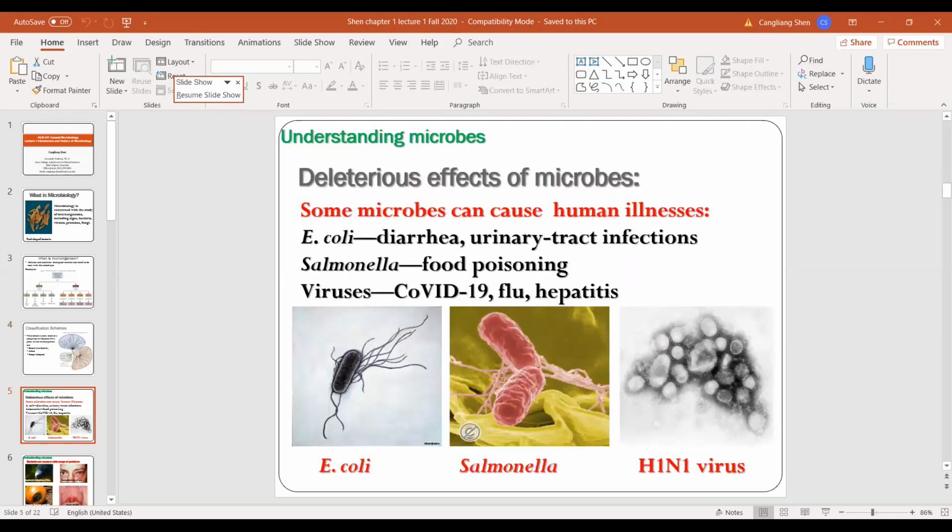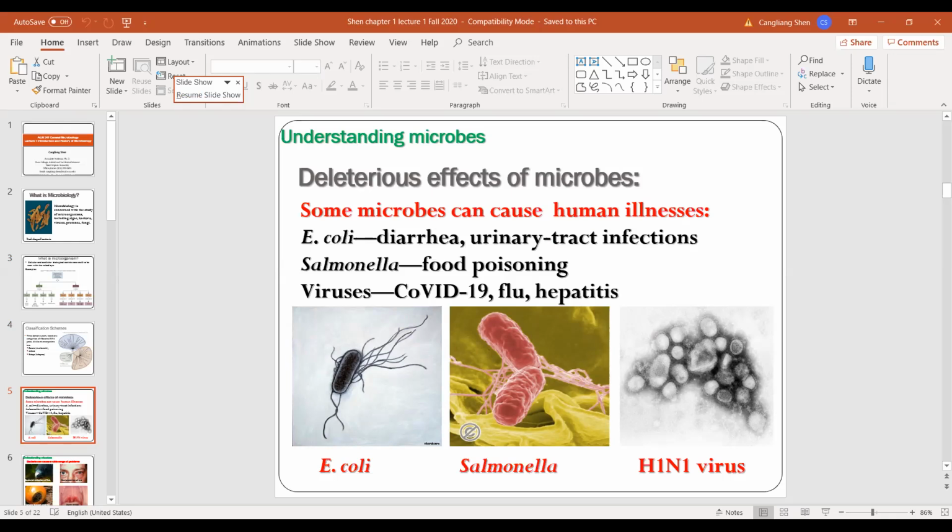Now, when we talk about microorganism, we always think it's bad. Yes, it's bad. It's really bad. It's going to cause human disease. So E. coli will cause diarrhea, vomiting, and urinary tract infection. Salmonella, it's a food poisoning. Like I just mentioned, there are outbreaks, and there is often a problem in the chicken products, eggs. Now, viruses, COVID-19, flu, hepatitis. So bacteria or microorganism is always bad.